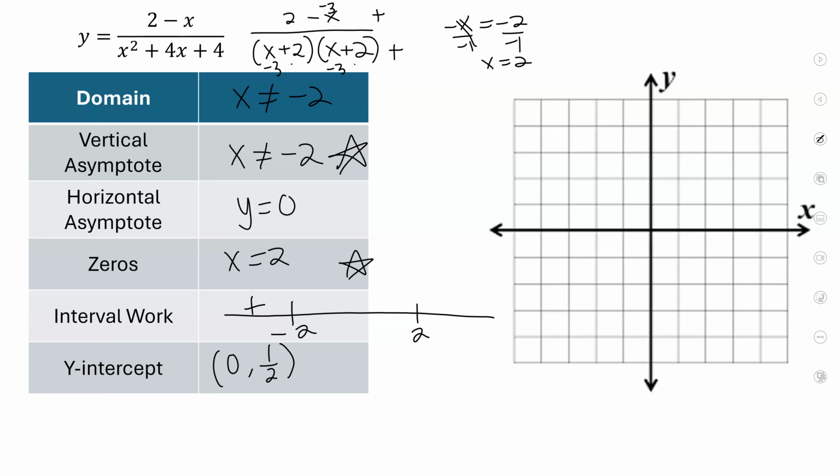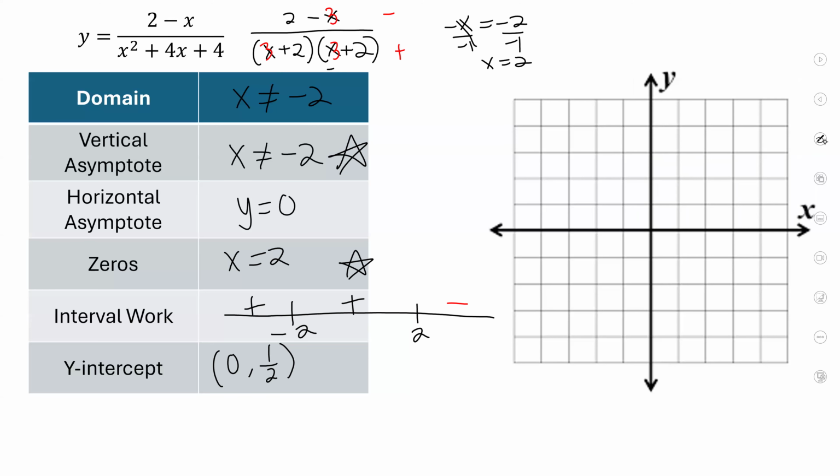Okay, let's plug in a number between negative 2 and 2. So let's plug in a 0. If I plug in a 0, let's see what would happen. It looks like I get all positives. Okay, let's plug in a number greater than 2. So like 3, let's plug in a 3, I'd get a negative on the top. Plug in a 3 and a 3, I'd get a positive in the denominator. So a negative over a positive is a negative.